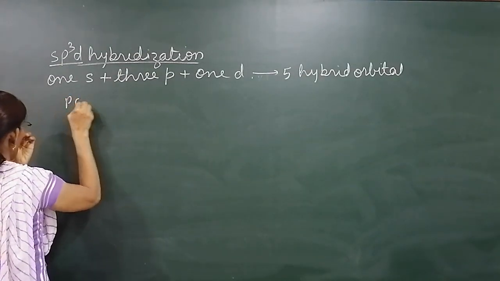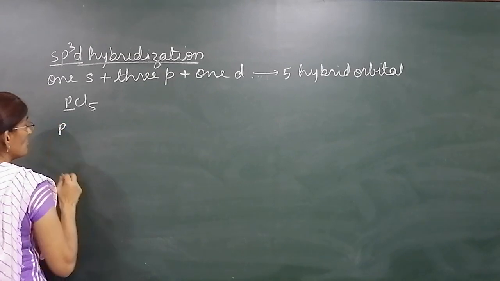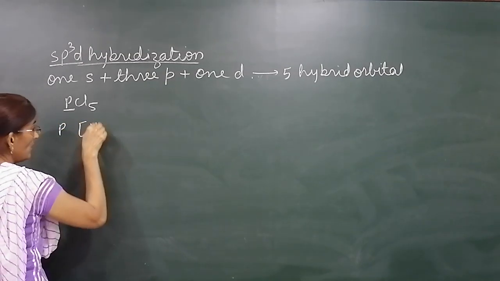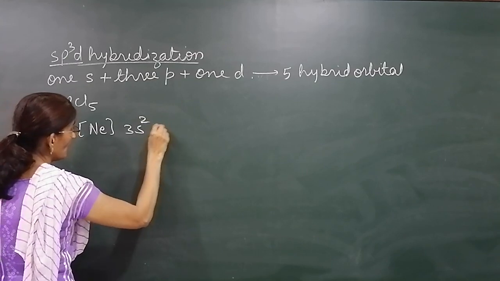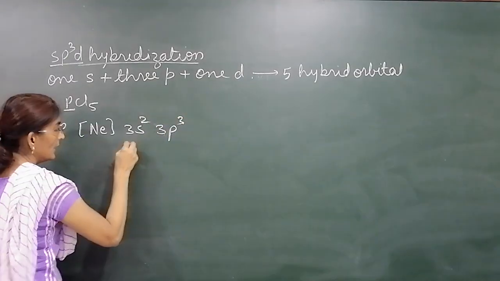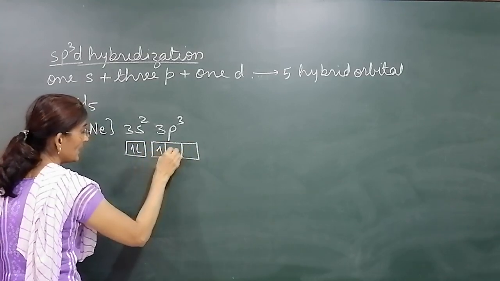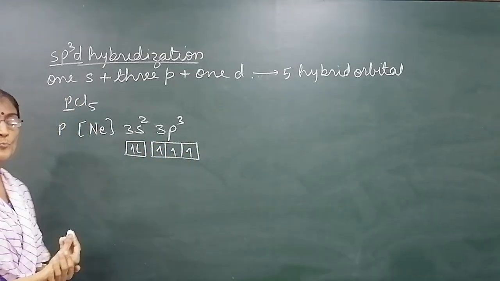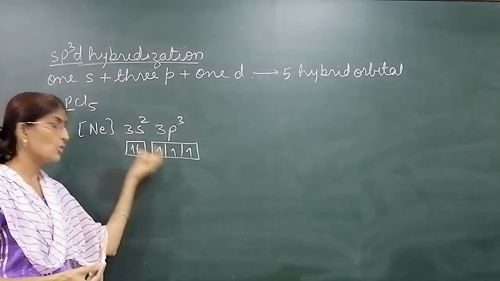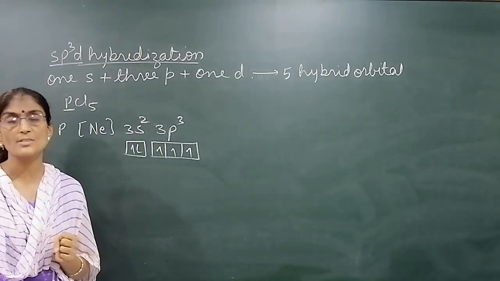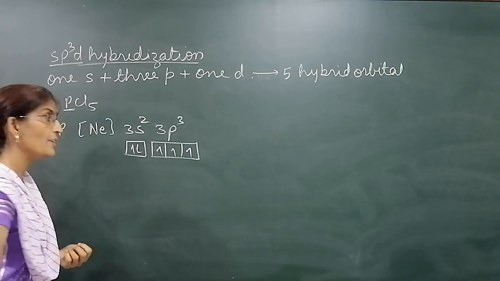We'll take an example of PCl5. Phosphorus is the central atom. In ground state, its configuration is neon, 3s2, 3p3. In 3s, there are 2 electrons. In 3p, there are 3 unpaired electrons according to Hund's rule. In PCl5, 5 bonds are formed, but phosphorus has only 3 unpaired electrons. So, what will this phosphorus do? Excitation of an electron takes place.